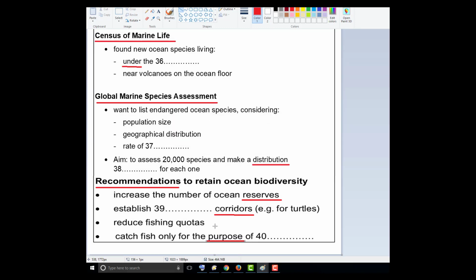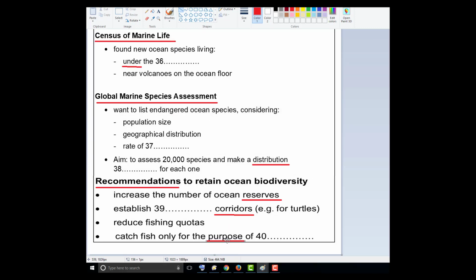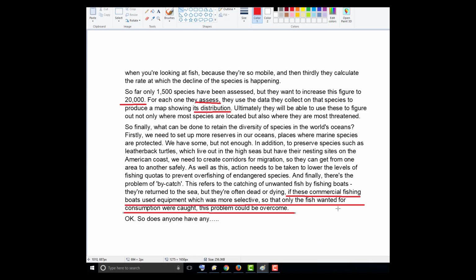So if you look at this question here, catch fish only for the purpose, the way that the answer is phrased in the script, there's no real direct paraphrasing of the word purpose. So we have to intensely listen to find the answer. This is not a case of just one word giving us the answer. This is a case where we need to listen to a whole section of the sentence in order to be able to answer the question.